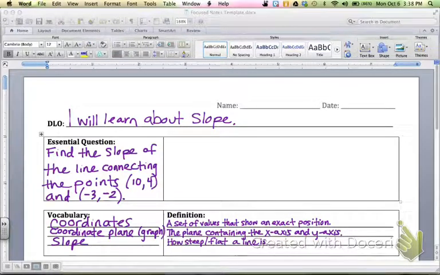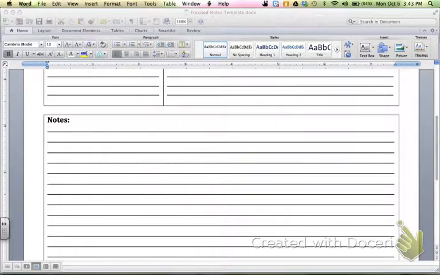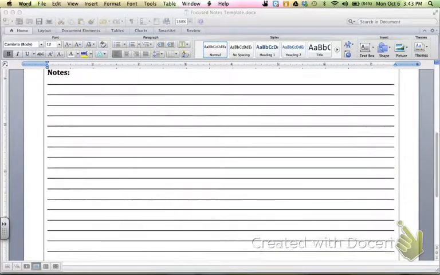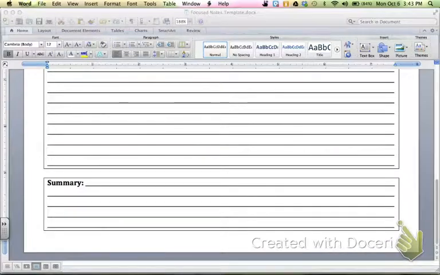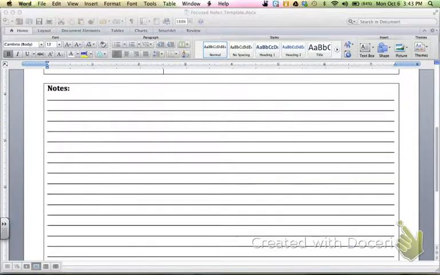But I have to move the thing down. So when we look at this, if we move it down, then we can see down here that you have a notes section. And then down at the very bottom, you're going to have a summary. So you're actually not going to fill in the summary today either, so wait until tomorrow for that. Don't fill in this blank box until tomorrow either. So right now we're just going to be writing in the notes section.